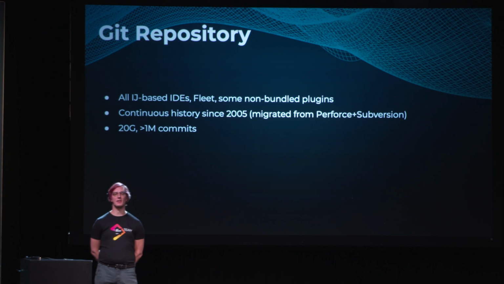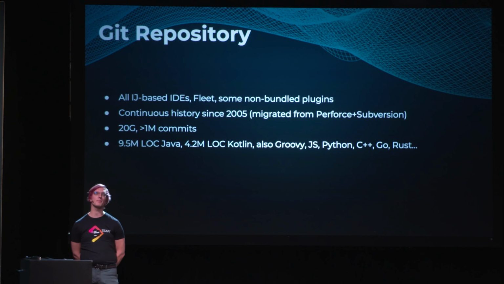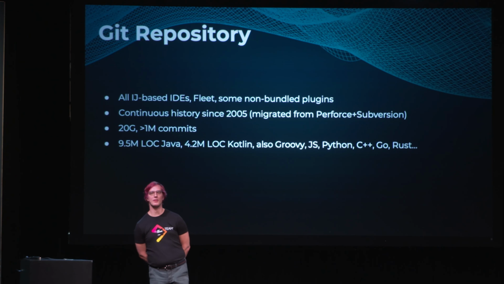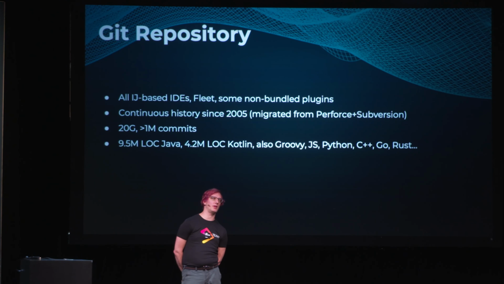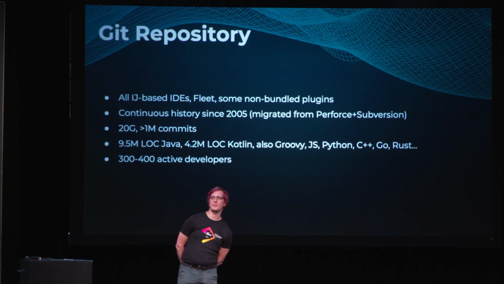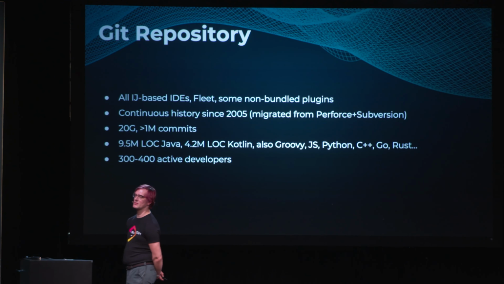All in all, it's 20 gigs of data, more than 1 million commits, 10 million lines of Java, 4-point-something million lines of Kotlin, and a bunch of other stuff like Groovy, JavaScript, Python, and others. And all in all, we have a few hundred developers working on the repository on a day-to-day basis.